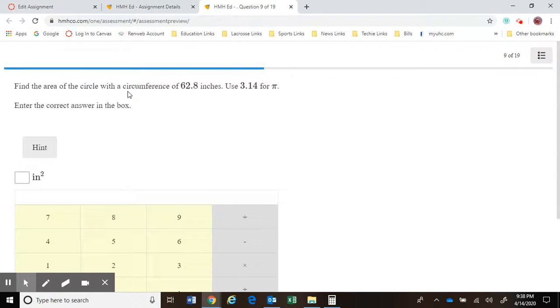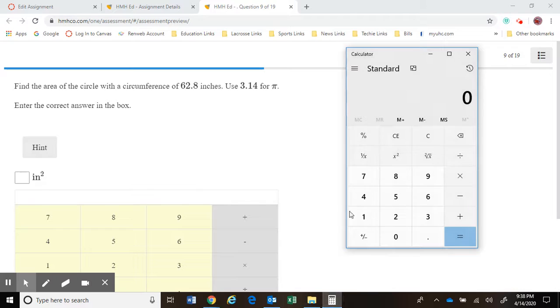All right, they gave me circumference. So this one, now I gotta do a little bit, right? I gotta go from circumference to diameter. So remember, circumference to diameter, I've got to divide by what? That's right, I've got to divide by pi. So I'm gonna get my calculator out. 62.8 divided by 3.14. Now, what is 20? 20 is my diameter. What must I do next? Divide by 2 to get my radius.